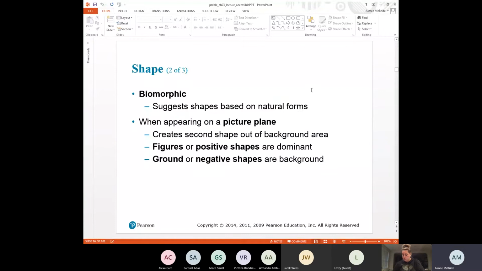The other kind of shape, and the last one, is biomorphic. Biomorphic shapes suggest things that you might find in nature. Shapes can also help us add to background and depth, particularly in photographs and paintings. So the way that you place shapes in front of other shapes can help our brain create a depth or allusion to depth on a two-dimensional surface.